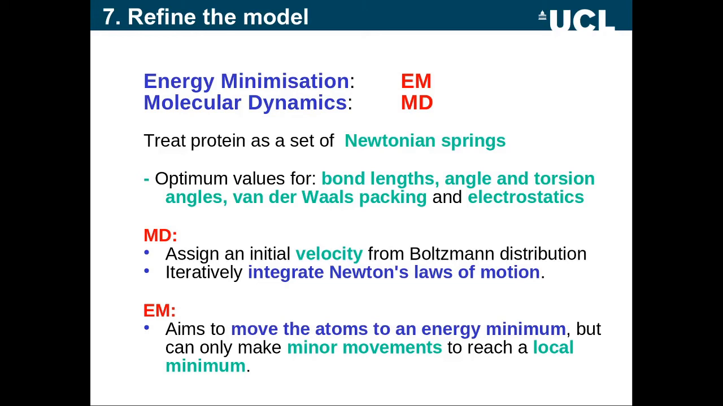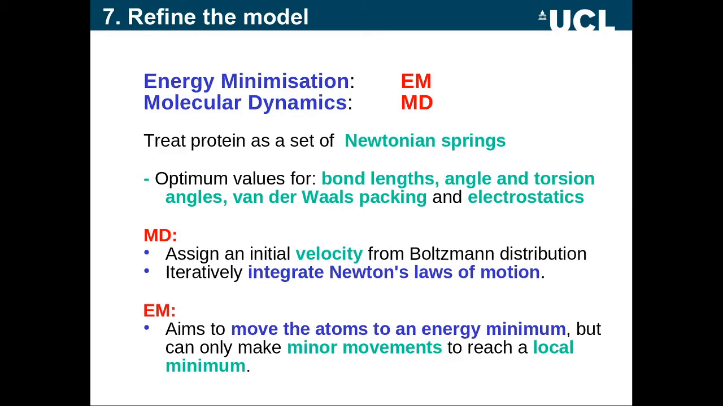In molecular dynamics, we assign some sort of initial velocity to each of the atoms from a Boltzmann distribution, which is dependent on the temperature. And then what we're doing effectively is iteratively integrating Newton's laws of motion, and we're allowing the structure to rattle around. In energy minimization, we're simply moving atoms to an energy minimum.